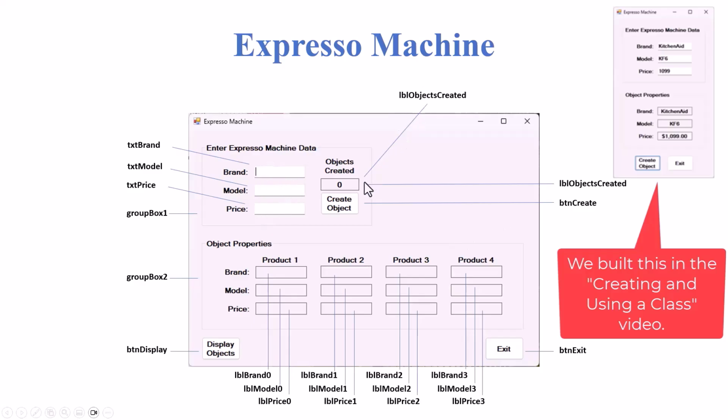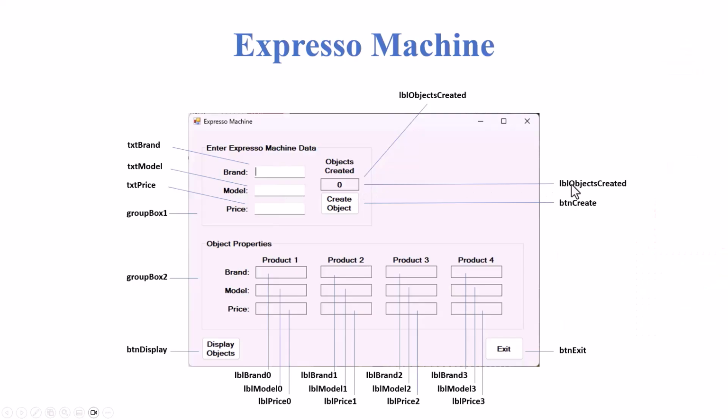We're going to actually count how many objects we have created and give us that number right in here. So this will be lblObjectsCreated, and the create button will be sitting over here. We've got group box 1 and 2 sitting over here collecting these things. They're not named anything different because we're not going to use those things in code, but we just wanted a group of things so we could arrange them and make them look nicer. So we've got enter espresso machine data as one group, object properties as the other group.